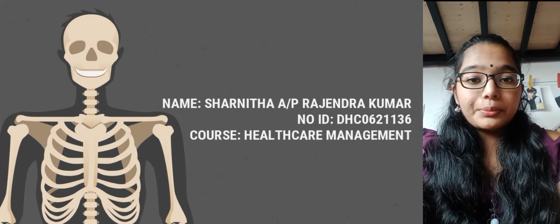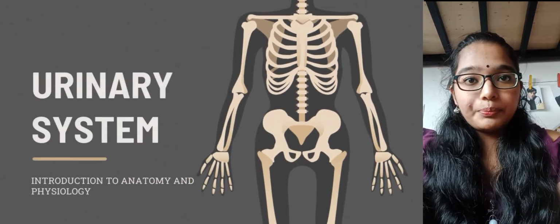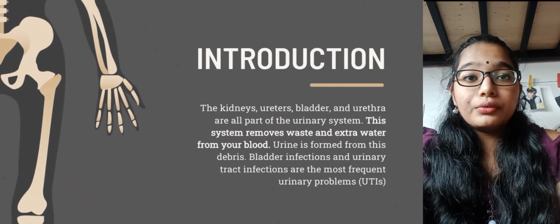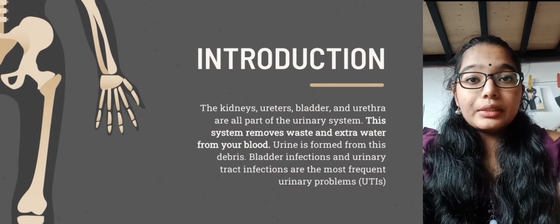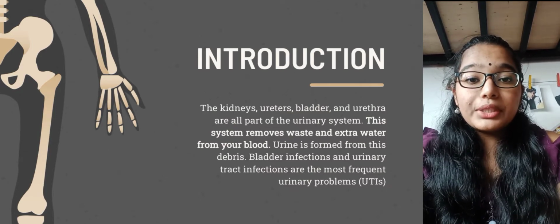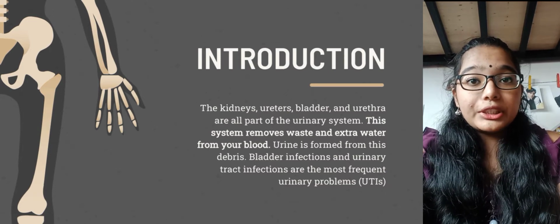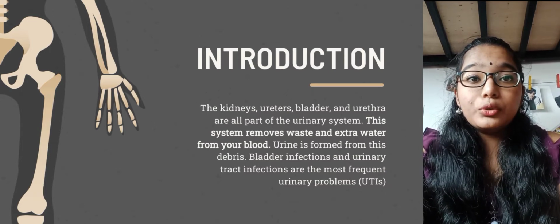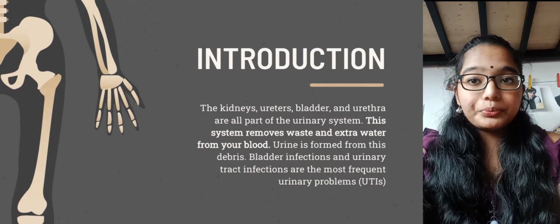Today I would like to start my presentation with the urinary system. The kidneys, ureter, bladder and urethra are all part of the urinary system. This system removes waste and extra water from your blood. Urine is formed from this debris. Bladder infection and urinary tract infections are the most frequent urinary problems.